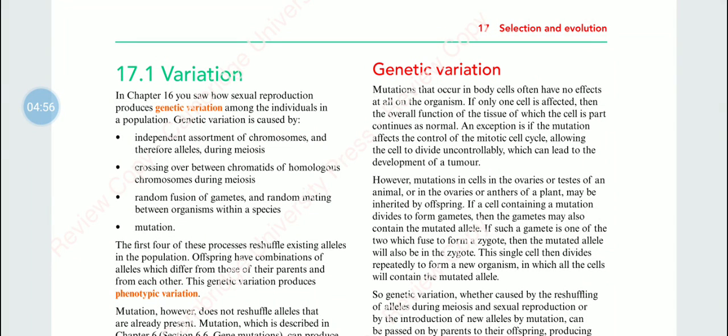Genetic variation. Mutations that occur in the body usually have no effect on the organism, because if they make up the body cells, they do not pass on the genetic variation, and as a result will not get passed on to the offspring.